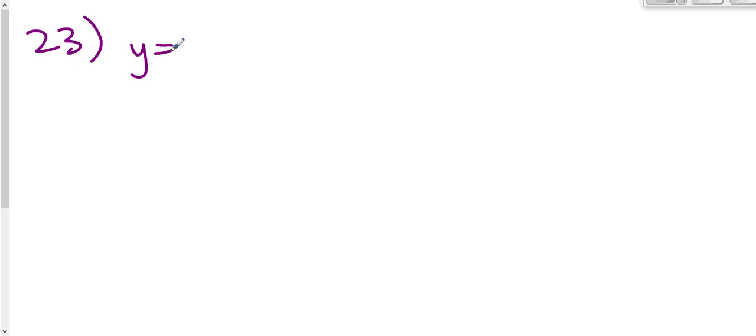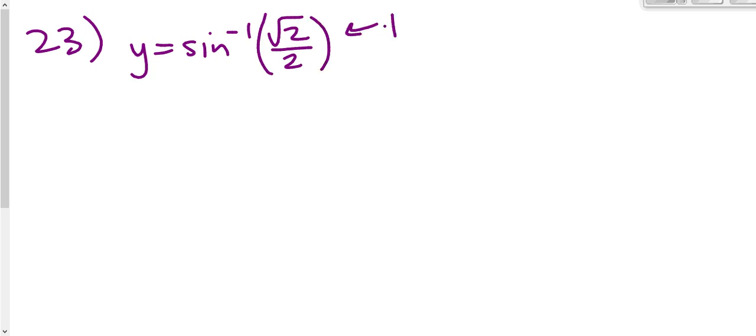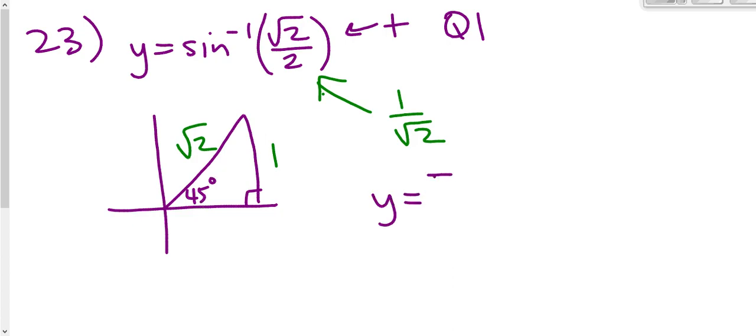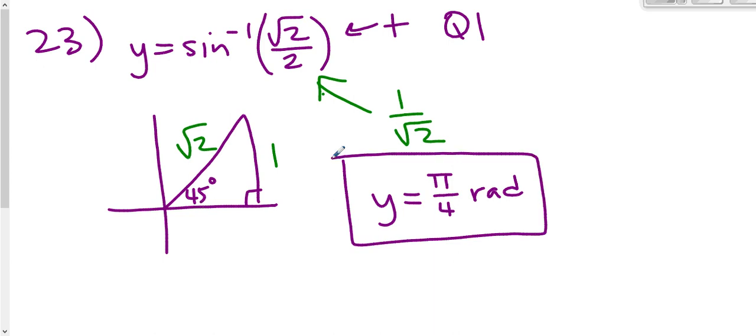y equals, oh yay, we're getting one that's not quadrantal. y equals inverse sine of square root 2 over 2. Okay, so that's positive. So that means we're going to be in quadrant 1. And how about if we do this? Let's think of square root 2 over 2 as what it was before it was rationalized. It was 1 over square root 2. So then we can put a 1 on the opposite and a square root 2 on the hypotenuse, and we'll recognize that as a 45, 45, 90. So y is 45 degrees. Change that to radians, and we get pi over 4 radians. Okay, what's next?